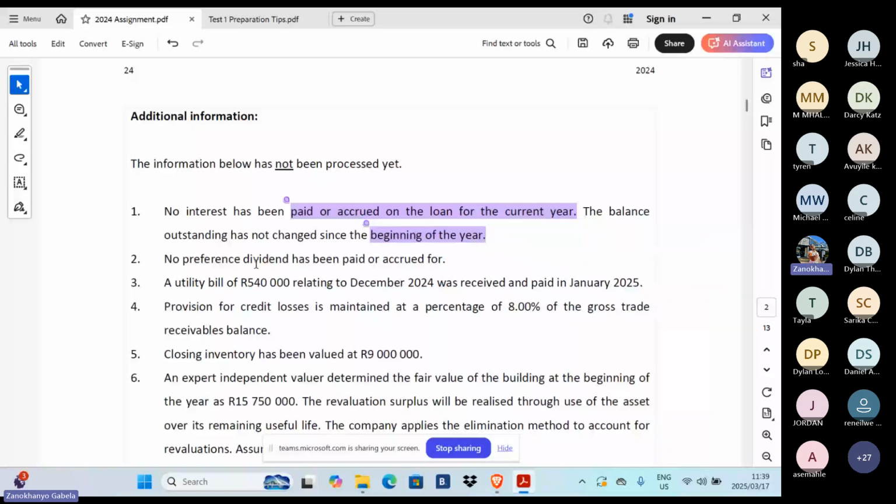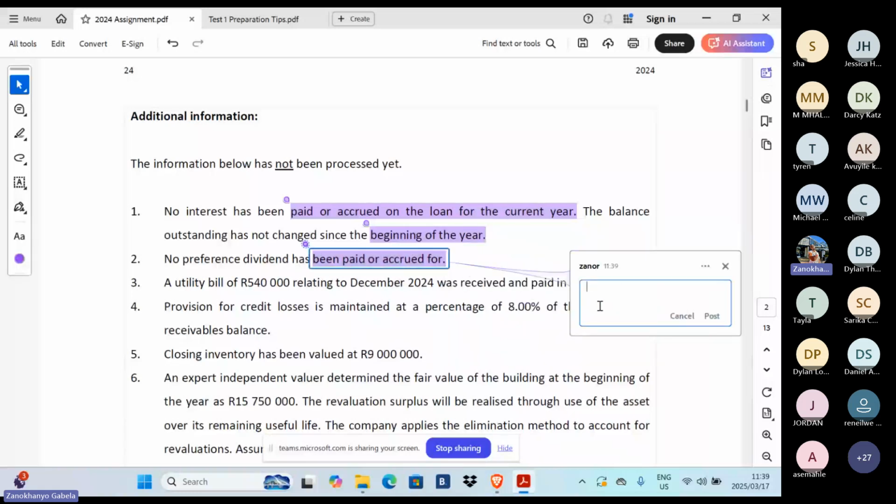Awesome. And then no preference dividend has been paid or accrued for. Then we must do the same as above. We debit, what are we debiting? We're debiting our preference, basically finance cost, and then credit accrued preference shares. That's a liability as well.